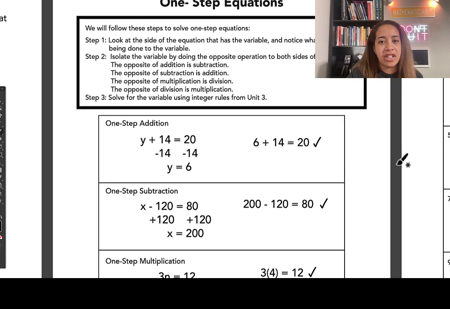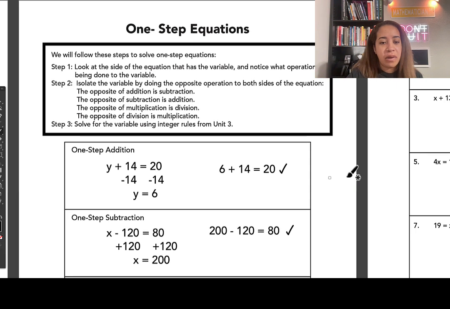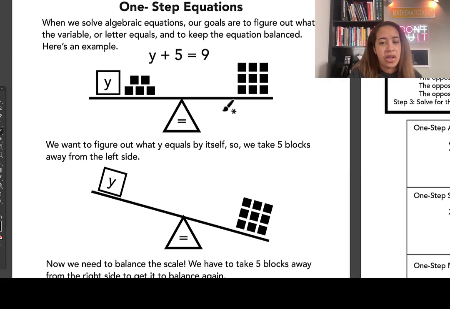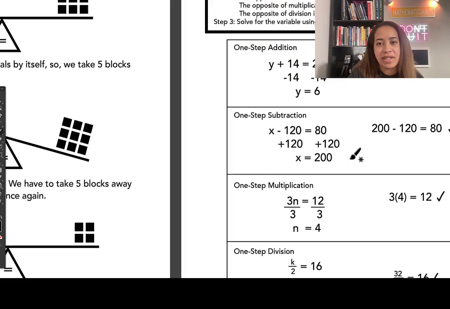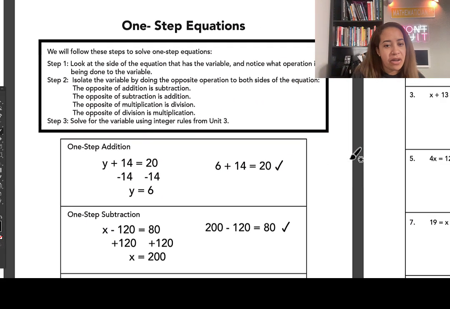When we do our algebraic equations, we will always do the opposite operation to both sides. So this page lists the different operations and all of their opposites. You can see in our previous example, we started with y plus 5 equals 9, and we solved it by taking away 5 blocks from each side. So we do the same thing when we see these problems. We think about the operation that we see in the problem, and we do the opposite to both sides of the equal sign.